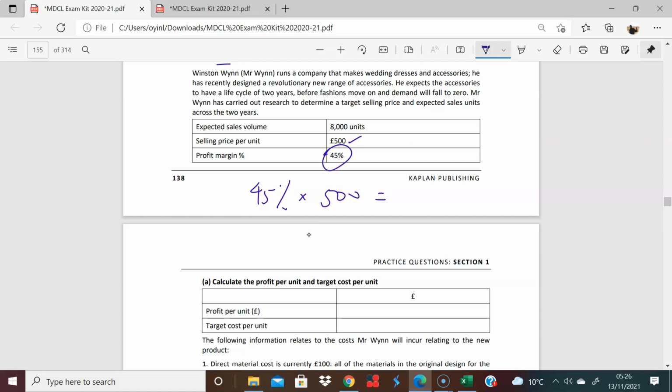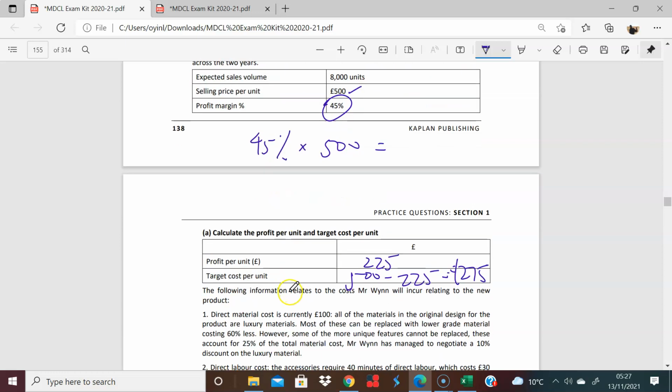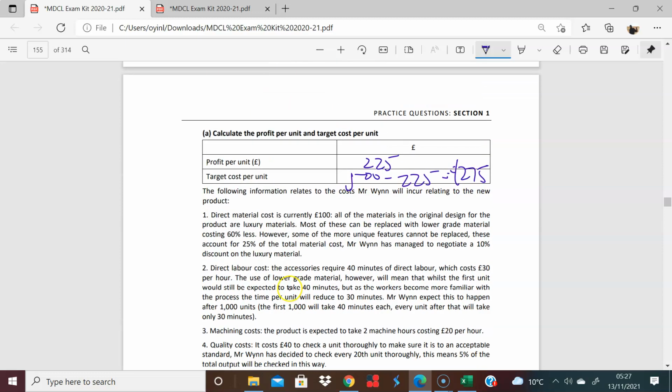And what is that? So 0.45 times 500 is 225. So he's expecting 225 pounds, which means that if he's expecting 225 and he's selling at 500, the expected cost is 275. It's 275. Great. So here we are. And that's the first bit. Now let's jump into the next bit.